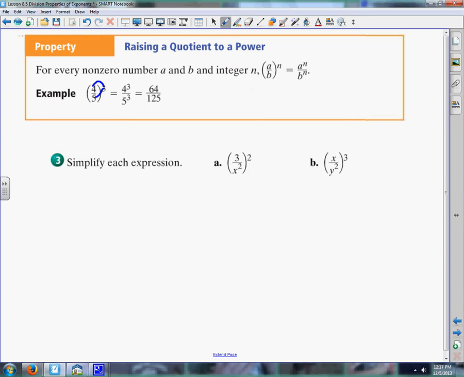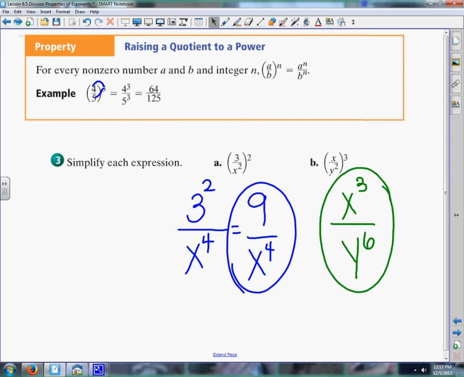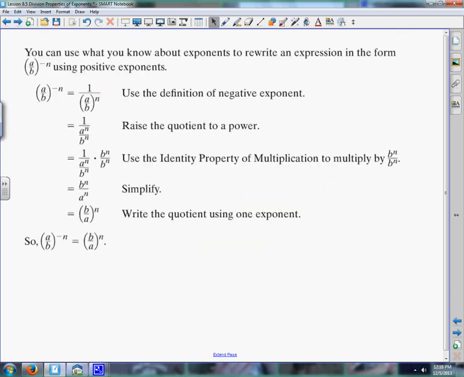So if I were to do letter A, I would just write 3 squared over x to the fourth, which equals 9 over x to the fourth. Pretty simple. So B, try that one, and then we'll correct it. So B is going to be x to the third over y to the sixth. Obviously, these are like the most simple ones. They're going to get harder. So now, write this example in your notes.